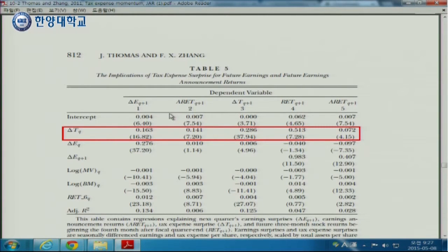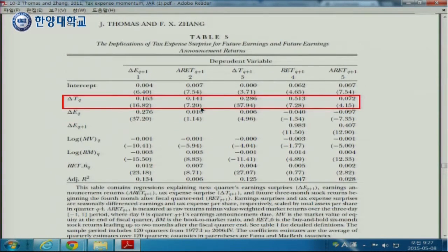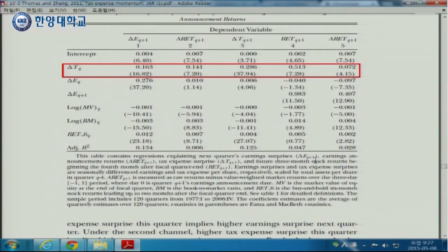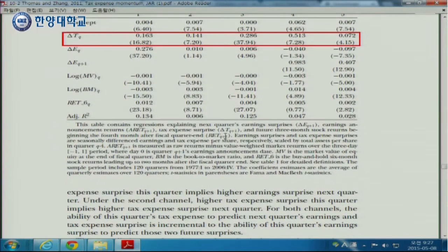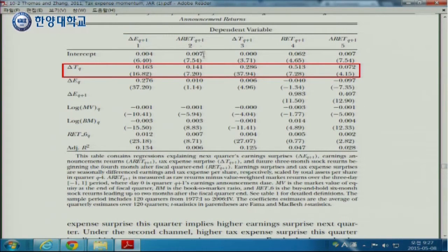So that's the interesting part. And then another one is the return. ARET, earnings announcement return. How do they measure earnings announcement return? It is measured as the stock return minus the value-weighted market return over a 3-day period. Okay, this is another interesting part.